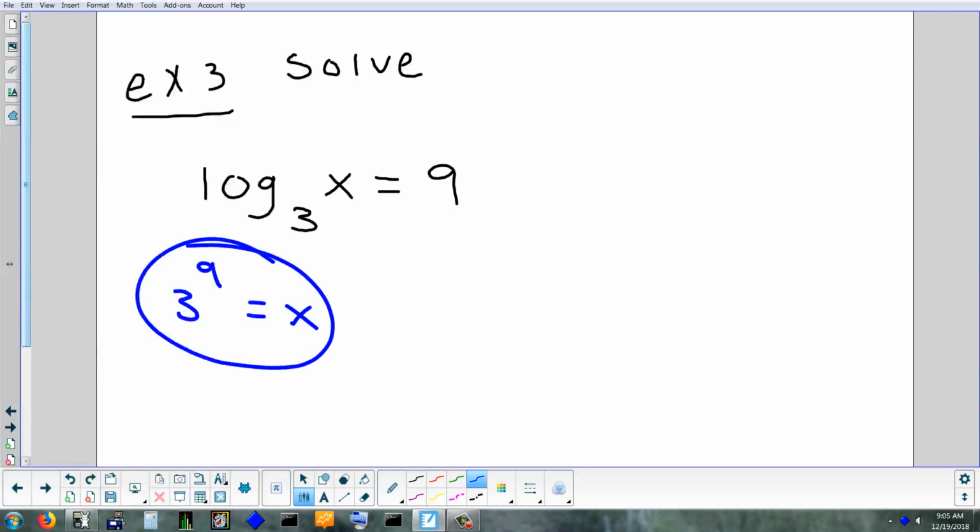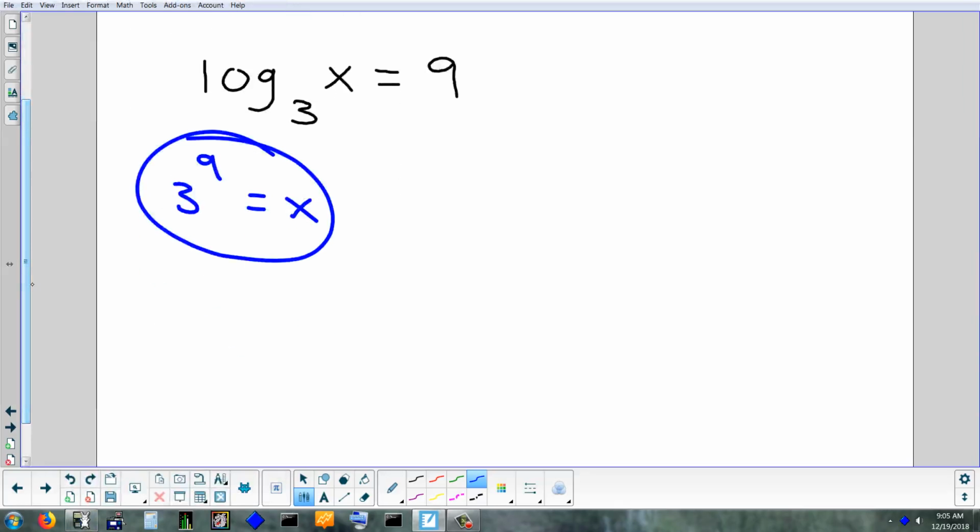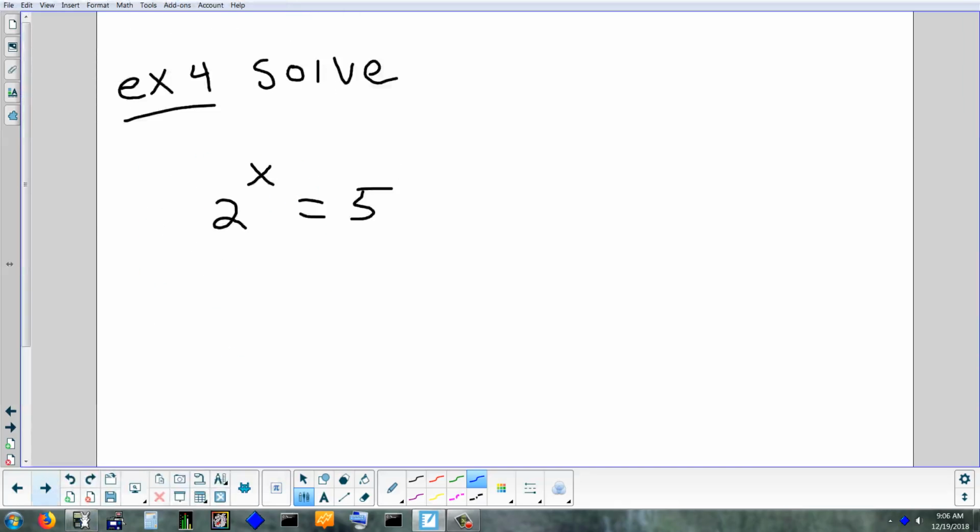So not all of them are as long as some. What would that look like if you did it out? If you did it out, it would be 19,683. So again, it's big, but it's not even in like the millions. So something probably a little bigger you could do. You know, you can't really do it in your head, but you could do it on the calculator, and it's not too big. All right, so 2 to the x equals 5.